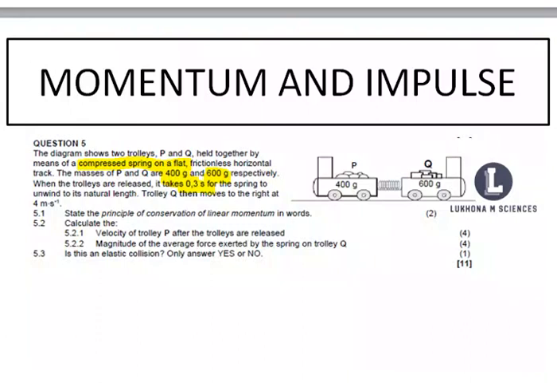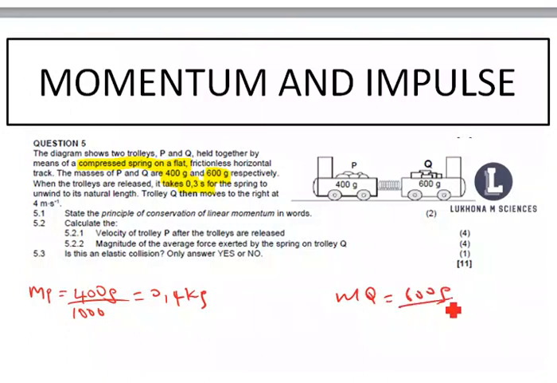So we have the mass of P, which is 400 grams. Then we divide by 1000. Then we get 0.4 kg. We have the mass of Q, which is 600 grams. Then we divide by 1000. Then we get 0.6 kg.